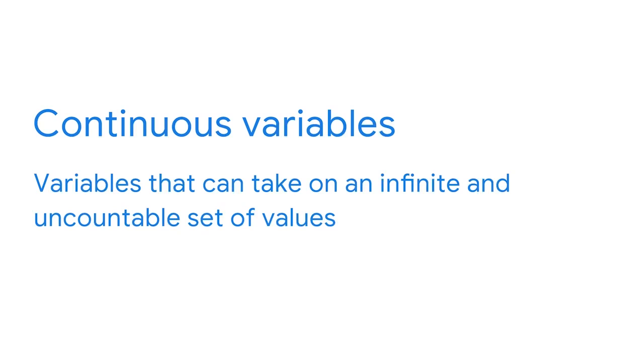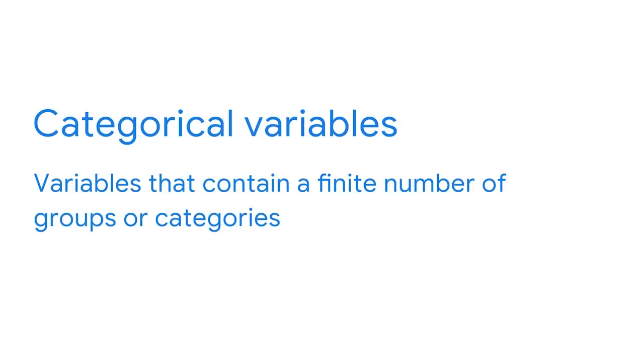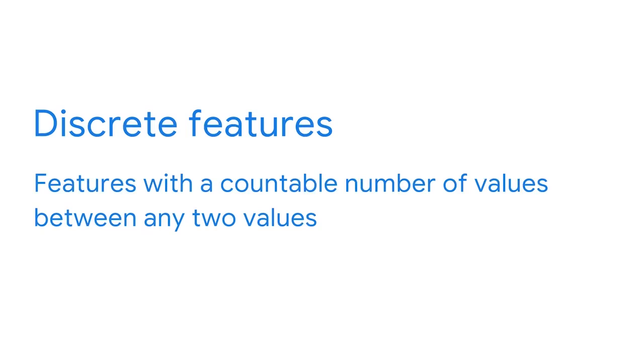model for your data. As a reminder, continuous variables are variables that can take on an infinite and uncountable set of values. On the other hand, categorical variables and discrete variables are not continuous by nature. Rather, categorical variables contain a finite number of groups or categories. For example, you might use a categorical variable to classify a vehicle type, like car, motorbike, or bus.